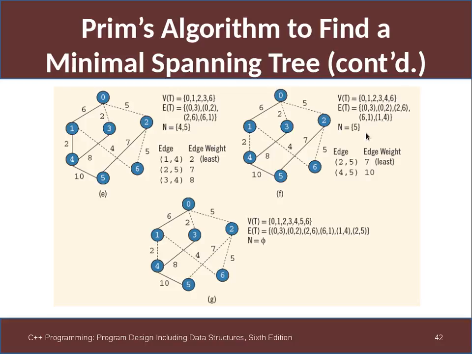Notice we add the edge 1 to 4. All we have left is 5. The only edges going to 5 are from, let's see, 2, weight of 7, and 4 to 5, weight of 10. Which is the least? 2 to 5. So we add that edge in. Now we have all the nodes, all the vertices up there. We have no more nodes. We now have a minimum spanning tree.